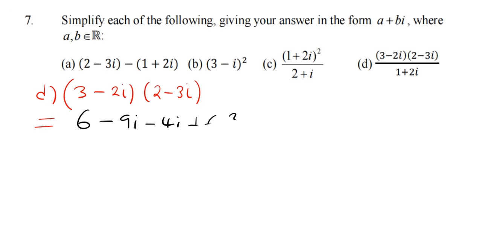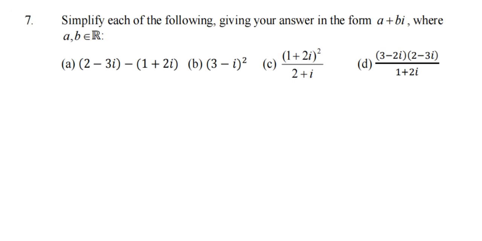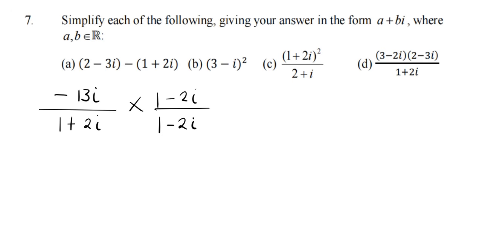Okay, so I'm just going to rewrite it again. We're going to have negative 13i divided by everything that we have now, 1 plus 2i. Then when we have that, that's when we multiply by the conjugate of the denominator. This is 1 minus 2i over 1 minus 2i. Then from there you just solve what we have down. I'm going to do the difference of two squares. This will be 1 squared minus 2i squared.